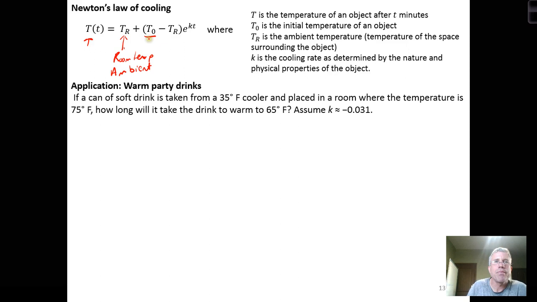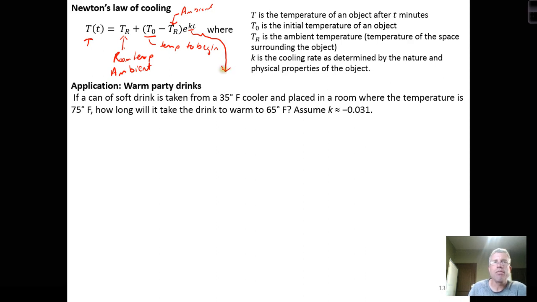T naught is the temperature of the item to begin with, the temp to begin with. So if the temperature of the potato was 60 degrees when we started, that would be T naught or T sub 0. And there's the ambient temperature again, showing up twice in this equation. K is a constant that depends on the physical properties of the thing that is heating or cooling.